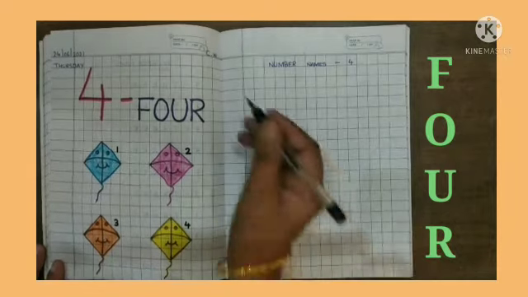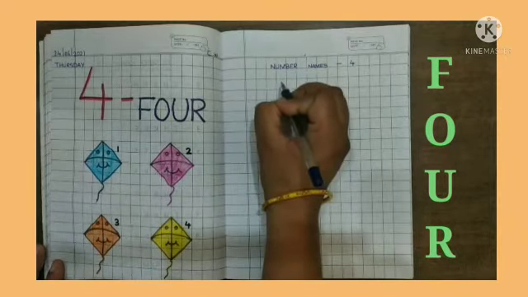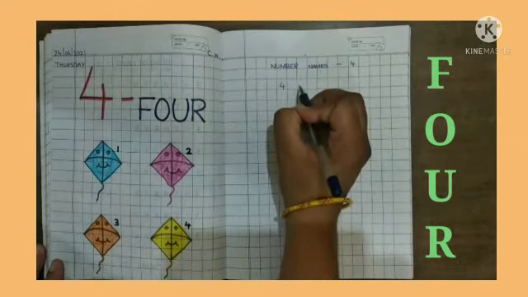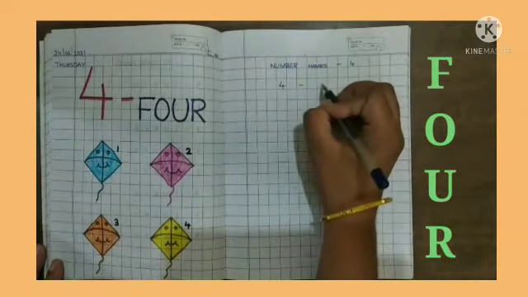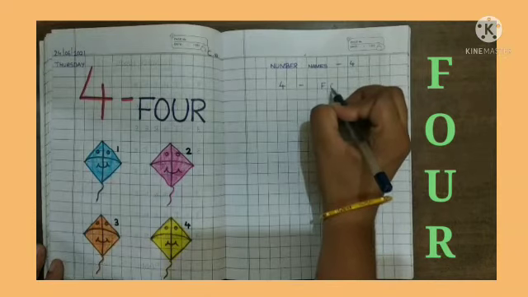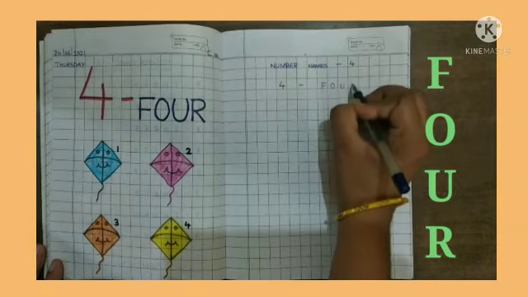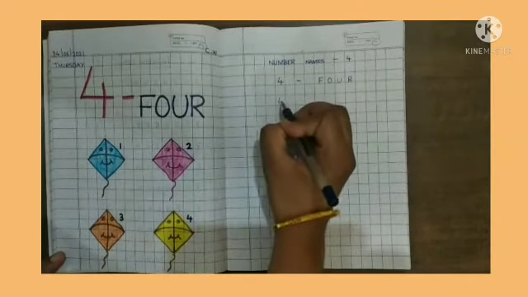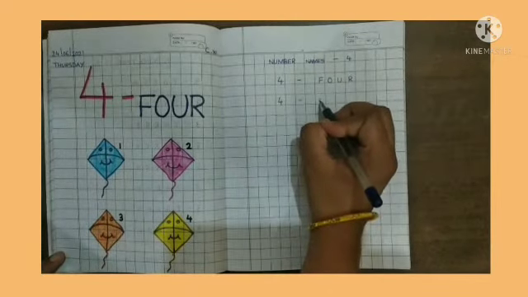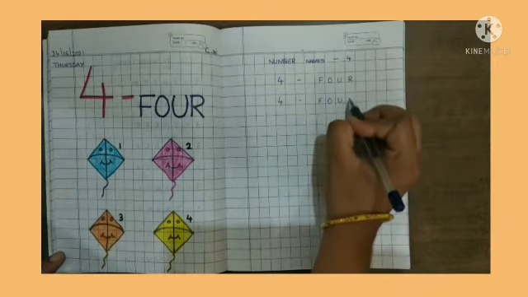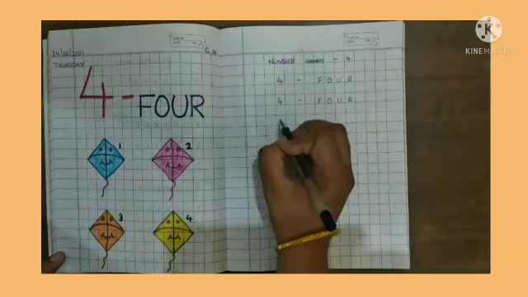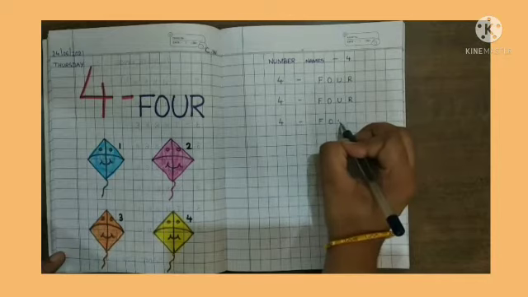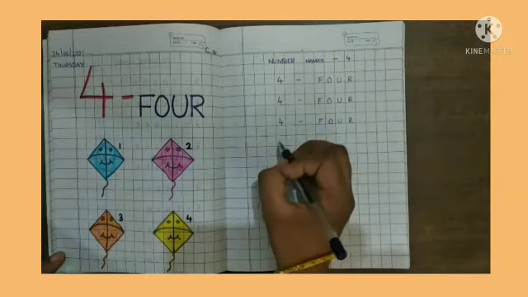Now we write the spelling of 4. You start from here. 4. Which number is this? 4. You keep a small hyphen here. F-O-U-R, 4. Write again. 4. F-O-U-R, 4. 4. F-O-U-R, 4.